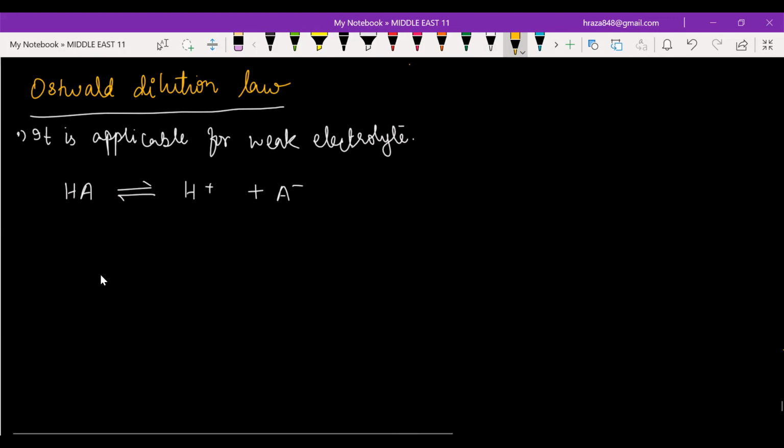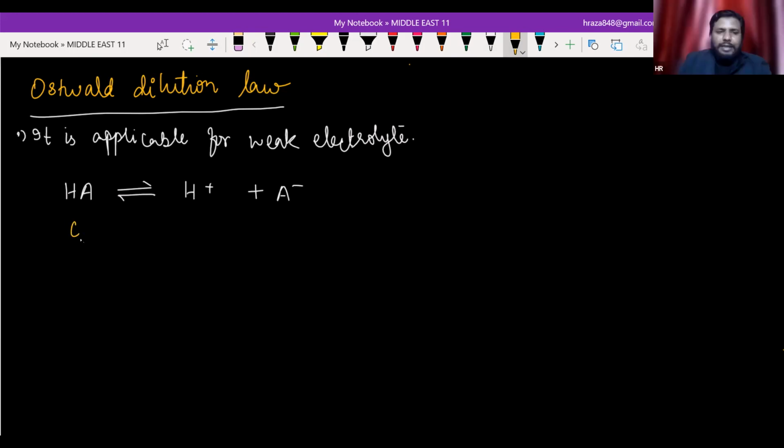Now see, just suppose C is the initial concentration. Initially, the concentration of H plus and A minus will be 0, 0. But after some time, it will dissociate into ions. It will be C minus X, and X will form here, and here also X will form. Is this correct?